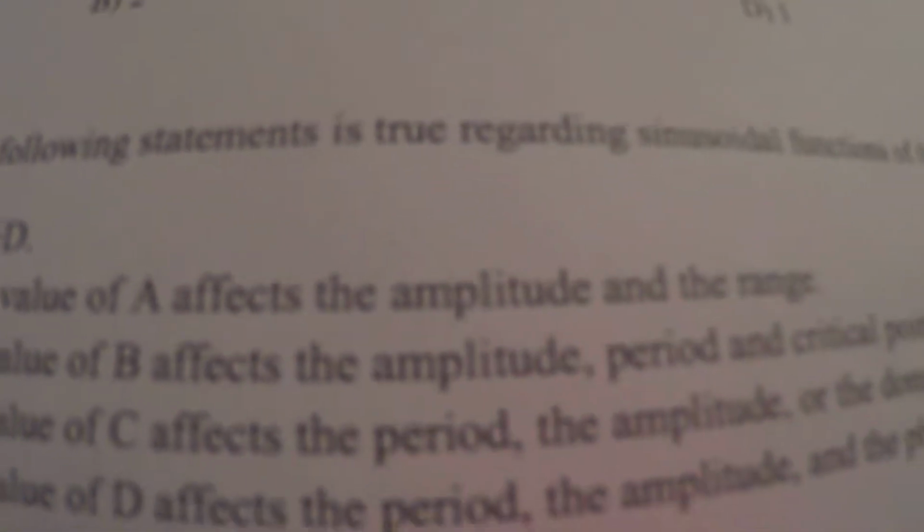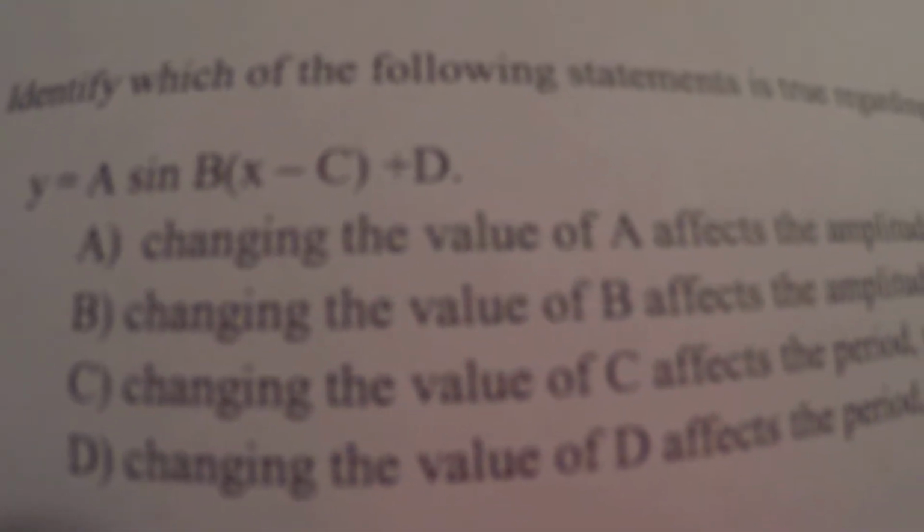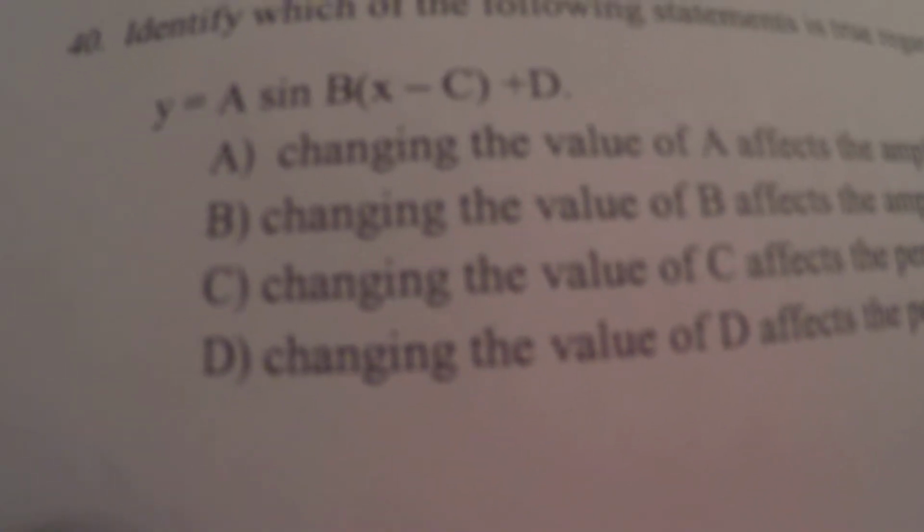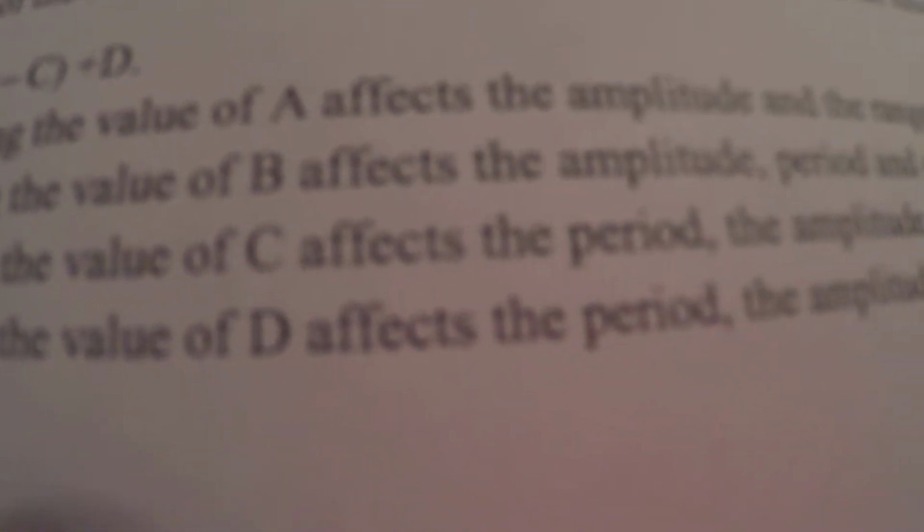Well, clearly A is the amplitude. It would also affect the range. So answer choice A makes a whole lot of sense. Answer choice B, changes the values of B affects the amplitude, is silly. So I don't even have to finish reading it.